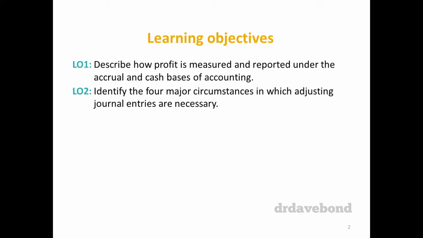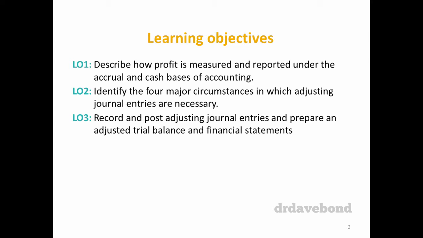So if money changed hands and the event occurred and the revenue was earned at the same time, then that doesn't really cause as much of a problem. But because there is a separation, and there are some really common separations, which we'll talk about, that's why we have adjusting entries. We record and post adjusting journal entries and prepare an adjusted trial balance and financial statements. That's the big part of what we're going to be doing today.